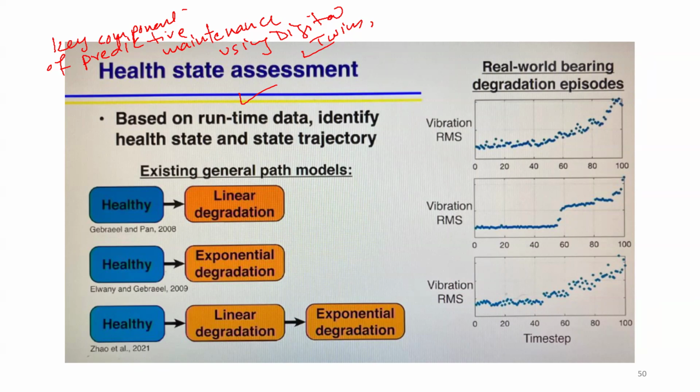So here on the left side we see three common models of the degradation path observed in the literature. The first one is the linear degradation path, where wear and tear increase steadily over time. And then we have a second, exponential degradation model. Here the failure accelerates rapidly.